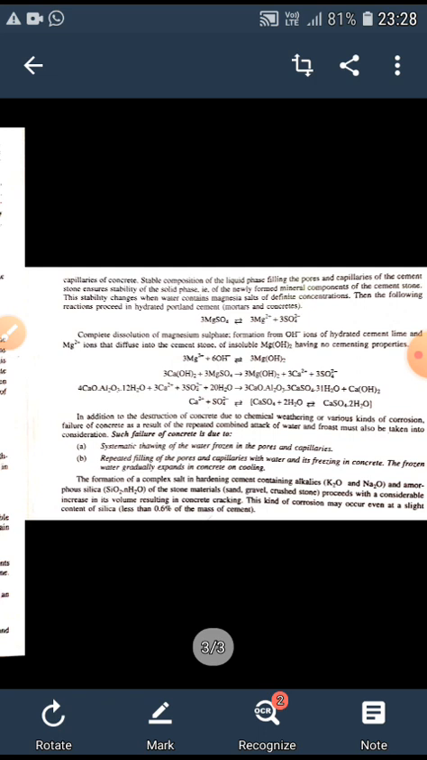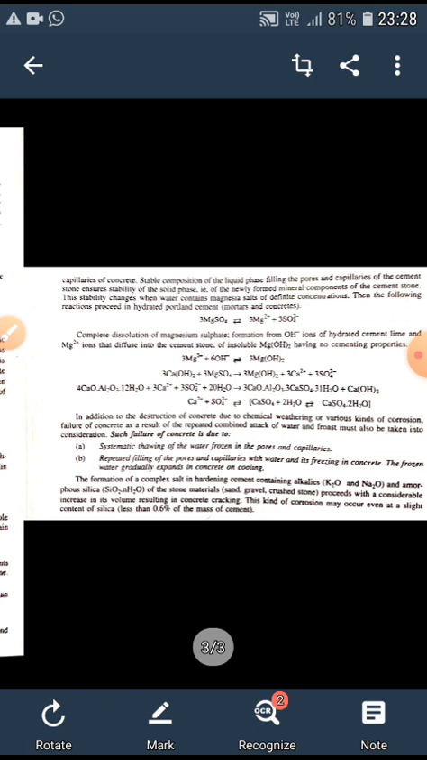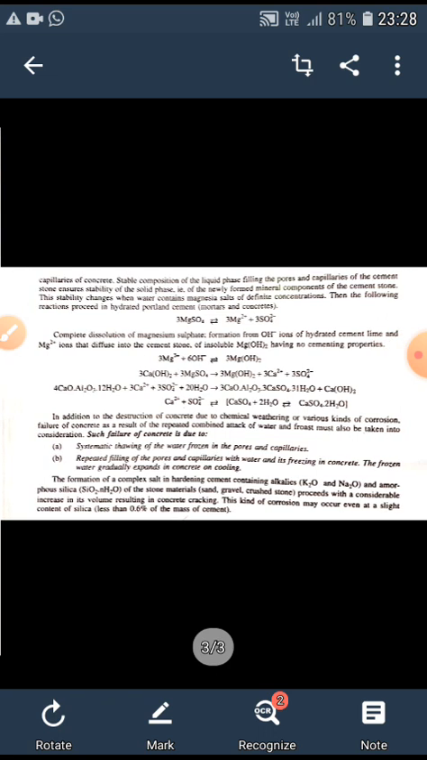In addition to the destruction of concrete due to chemical weathering or various kinds of corrosions, failure of concrete as a result of the repeated combined attack of water and frost must also be taken into consideration. Such failure of concrete is due to the following reasons. Systematic thawing of the water frozen in the pores and capillaries. Thawing means water becomes liquid from ice form. Repeated filling of the pores and capillaries with water and its freezing in concrete. The frozen water gradually expands in concrete on cooling.